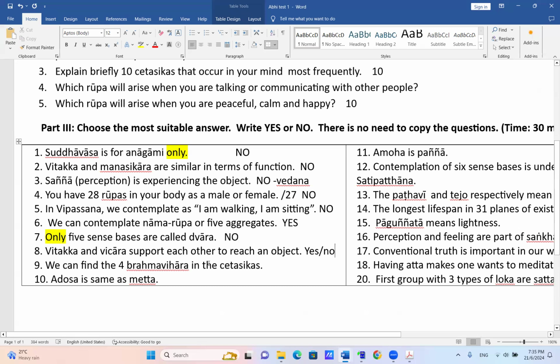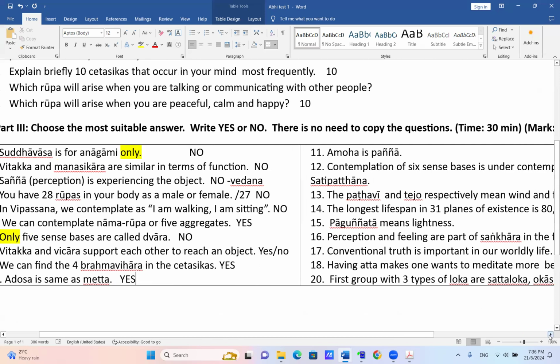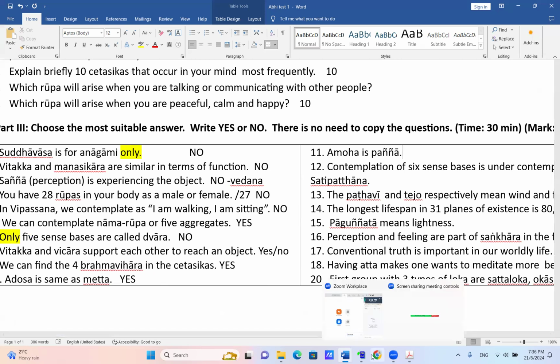Now number 9, we can find the 4 Brahma Viharas in the Cetasika. Yes, this is yes. Number 10, Adosa is the same as metta. Actually, the answer is yes, because in the Cetasika, metta is Adosa. But some want to say they are different. If you want to put no, you can give your explanation and I will also accept it. Amoha is the same as panna, it's panna indriya. All right, so the answer is yes.